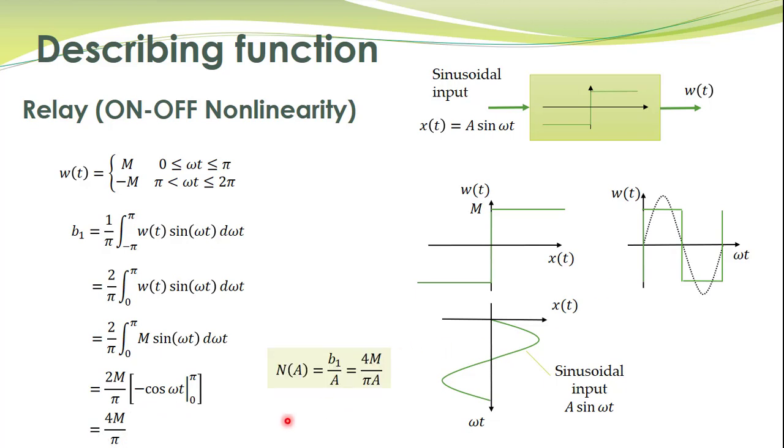So the describing function for this on-off nonlinearity is given by this relation, b1 divided by a. b1 we have computed, and we divide by a. So that is the describing function for this nonlinearity. We have seen that this is a function of the amplitude of the input only. It is not a function of frequency, and that will always be the case if you have an odd nonlinearity.